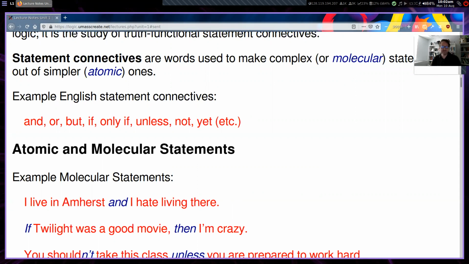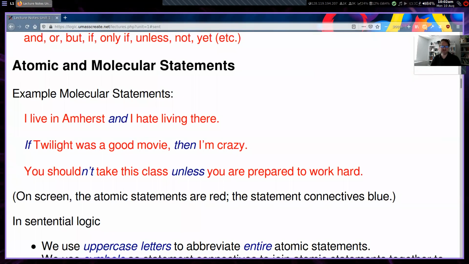So an atomic statement is a statement that's not made up of simpler statements. A molecular statement is a statement that has simpler statements as parts. So every molecular statement can be broken down into atomic statements, and the words used to join together or modify those atomic statements. So here are some example molecular statements.